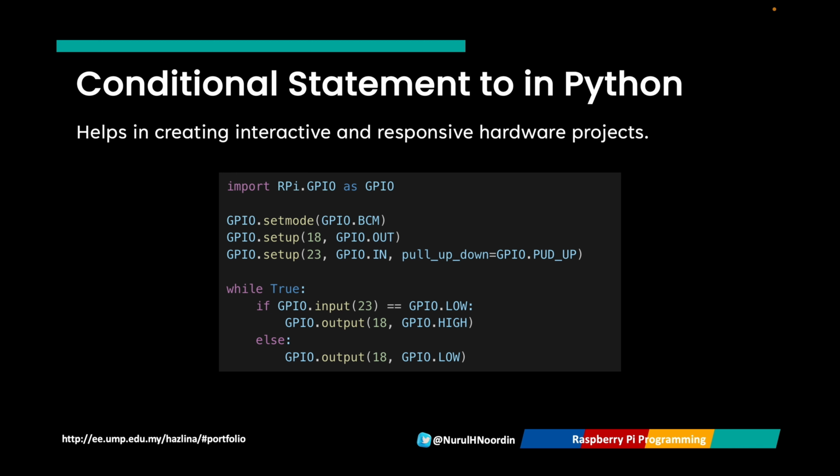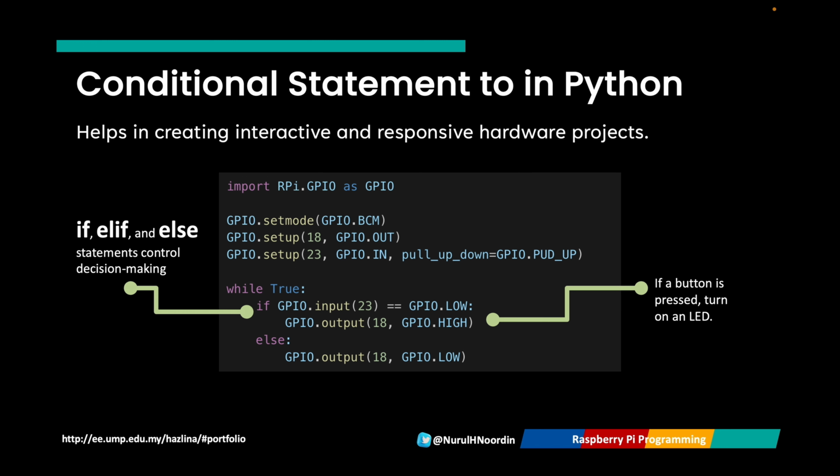Conditional statements like if-else help us make decisions in our code. If a button is pressed, we can turn on an LED. This technique is useful for interactive projects like smart home systems and automation systems. Learning to handle inputs effectively enables more complex interactions between hardware and software.